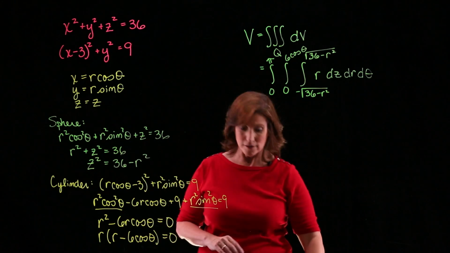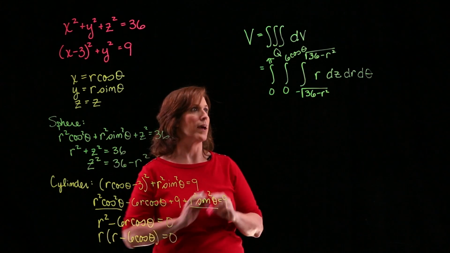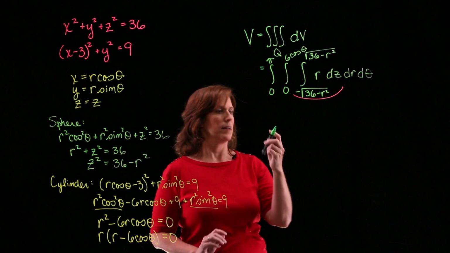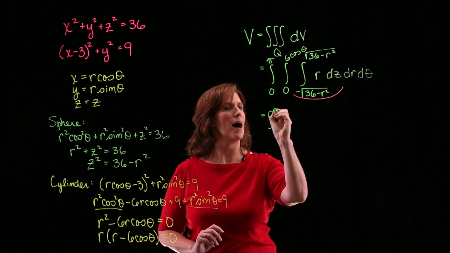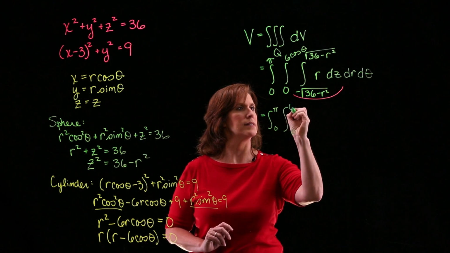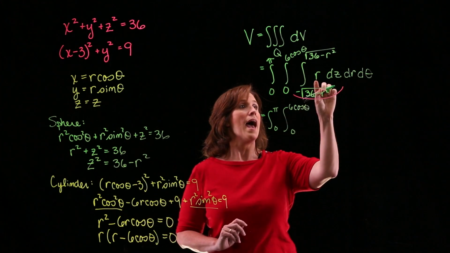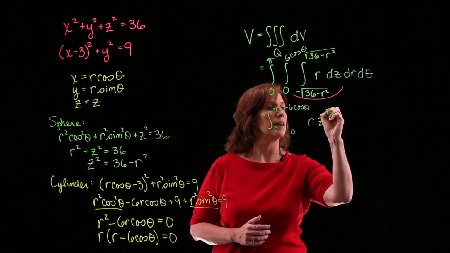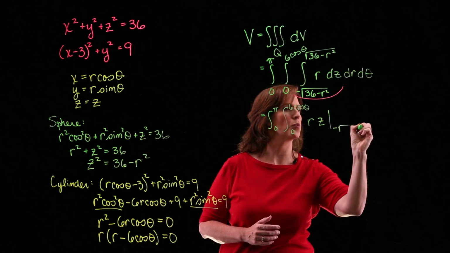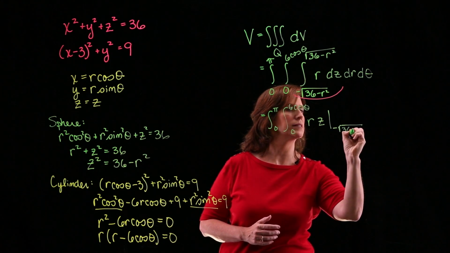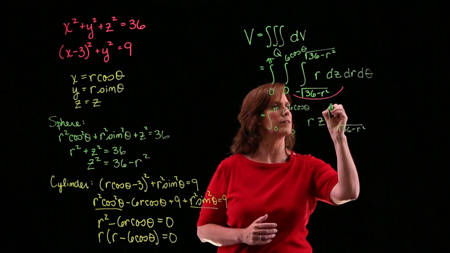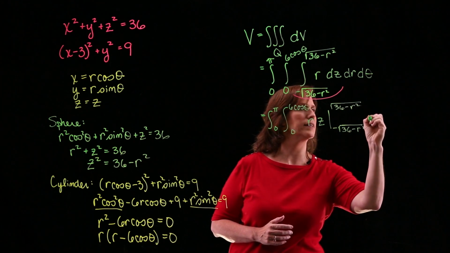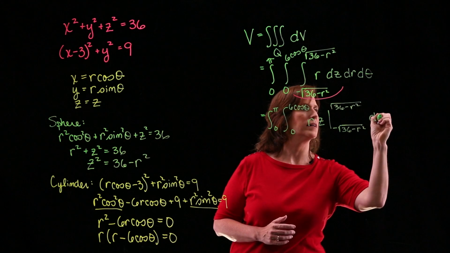Okay, I have my triple integral all set up. What I need to do next is evaluate. So I'll start with the inside integral. Okay, so the integral from 0 to pi, the integral from 0 to 6 cosine theta, and my first piece is just going to be the integral of r dz, which is just rz, evaluated from minus the square root of 36 minus r squared to positive root 36 minus r squared, and I still have my dr d theta.